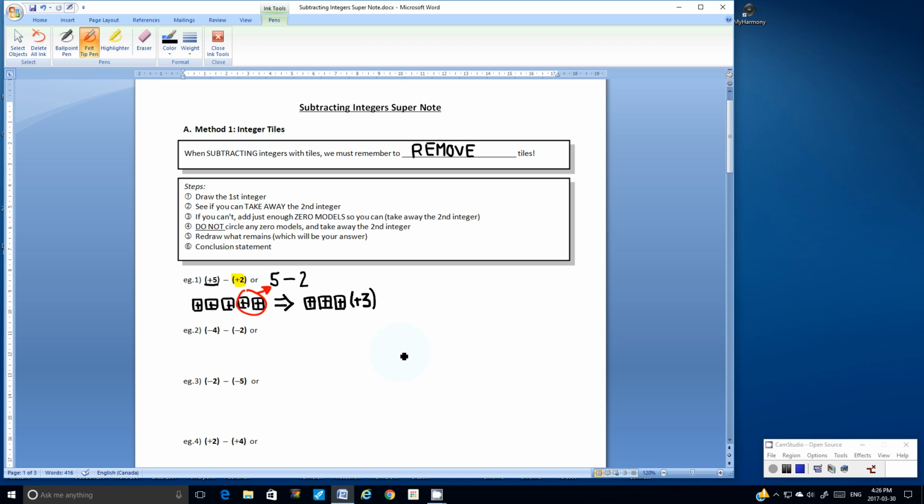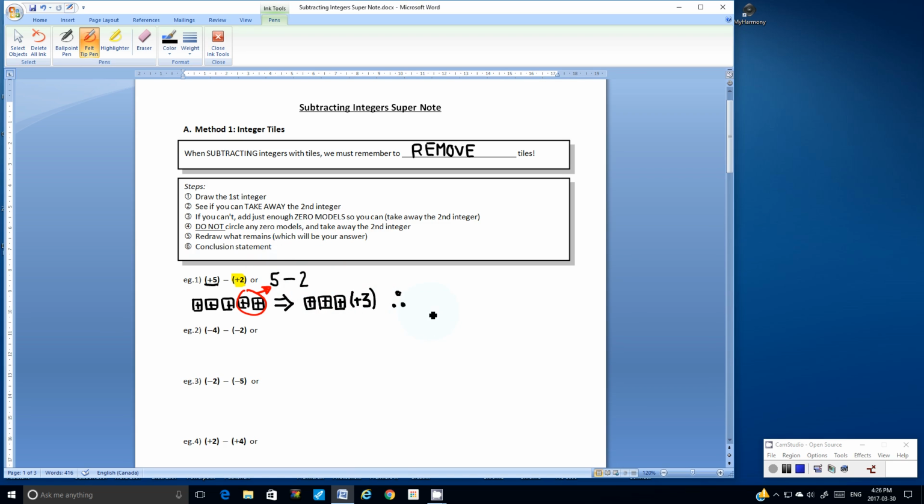Okay, final step. Now notice we didn't need step 3 or 4. We went straight to step 5, redraw what remains. And then let's go to step 6, conclusion statement. Now when we're writing our conclusion statement, let's try to do it all in standard form.